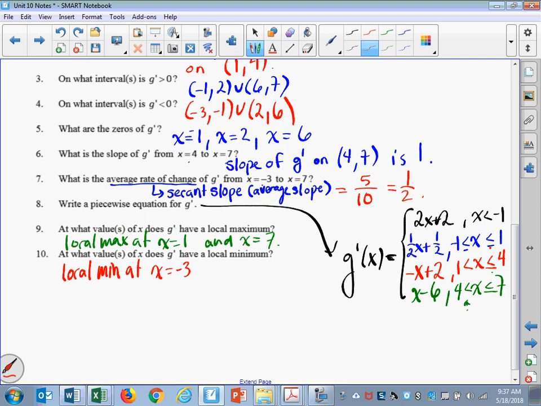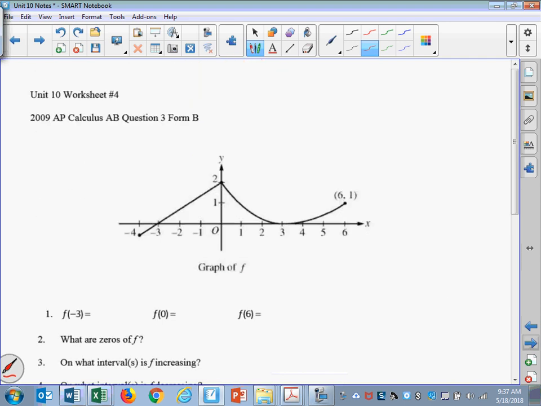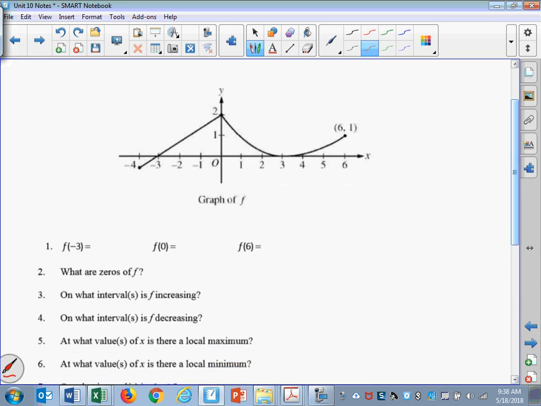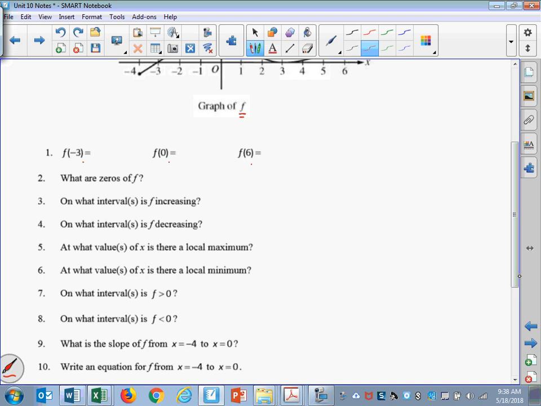All right, so you should be able to do the next worksheet here. This is a little different than the problem that we did. Notice that we're not talking about f prime, but we're talking about f here. Some of the things they ask you to find are the values of the functions, the zeros, where f is increasing or decreasing, local max and mins, where the function is positive, where it is negative, and what the slope, or average rate of change, is.